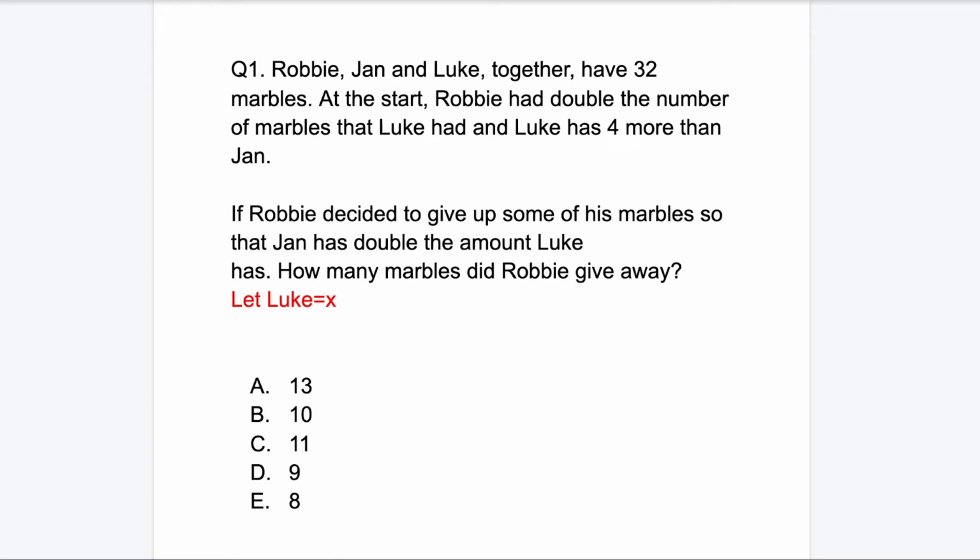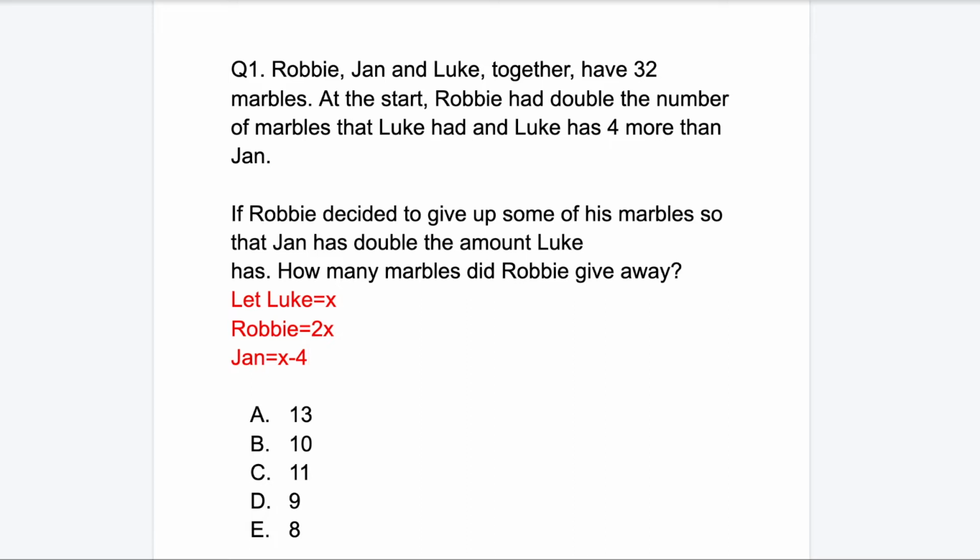And then from here we can make equations for Robbie and Jan. Robbie has double the amount of marbles that Luke has, so Robbie equals 2x. And Luke has 4 more than Jan, so Jan equals x minus 4. So now that we have their equations, we can try find x because we only have one unknown variable now.